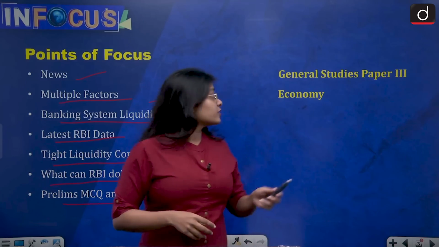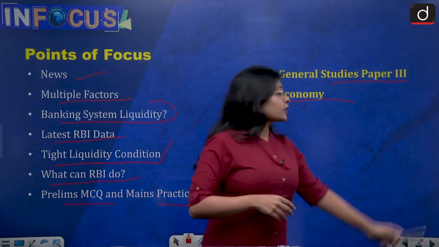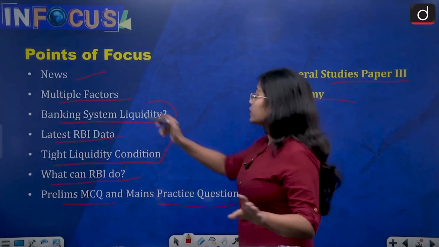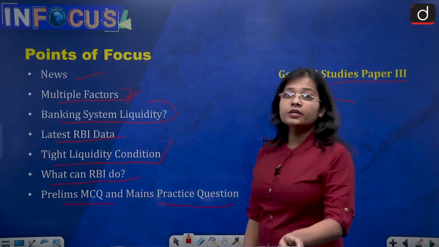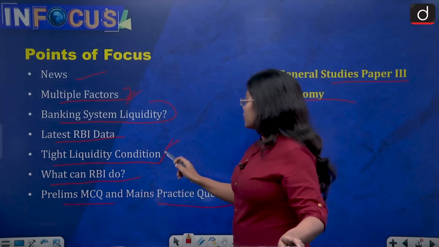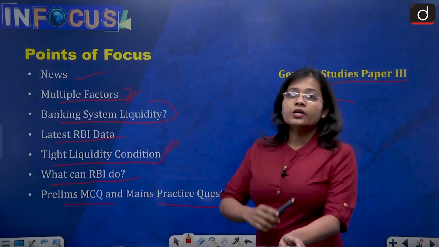This topic is of relevance from General Studies paper 3 economy. From an exam perspective you should be able to know what are the factors which are leading to the deficit in the banking system, and what is tight liquidity condition, and what can the RBI do in it.